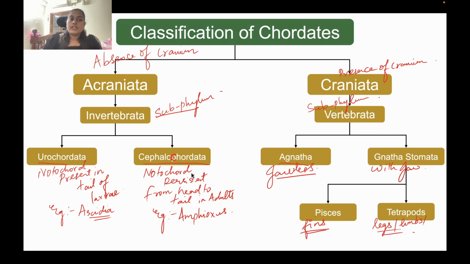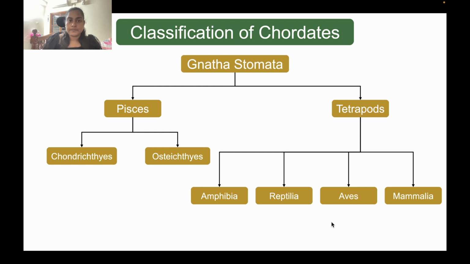Clear, children? So under Acraniata, Invertebrata is there. Under Invertebrata, Urochordata and Cephalochordata. Urochordata will have the notochord in the tail of the larva. Cephalochordata have it from head to tail persistently in their adult stage. Vertebrata: Agnatha jawless, Gnatha with jaw, under that Pisces and tetrapods. Pisces with fins and tetrapods with legs or limbs.